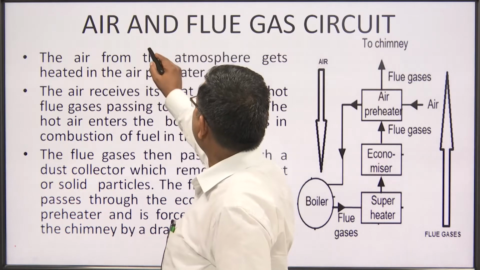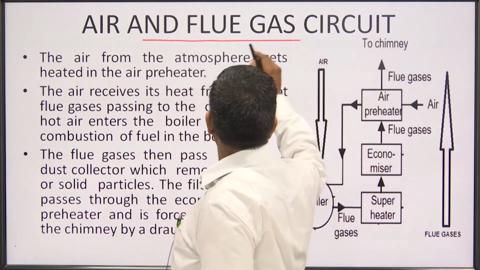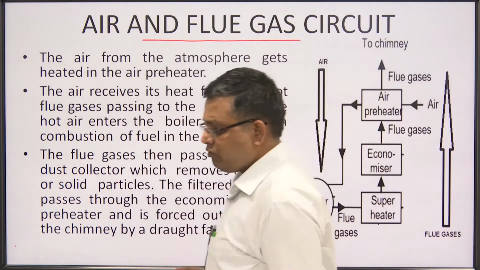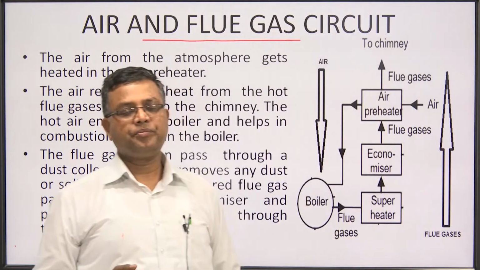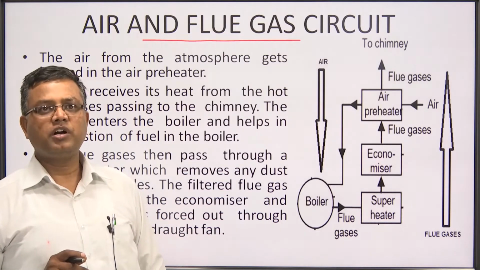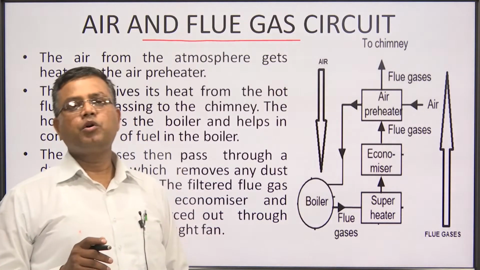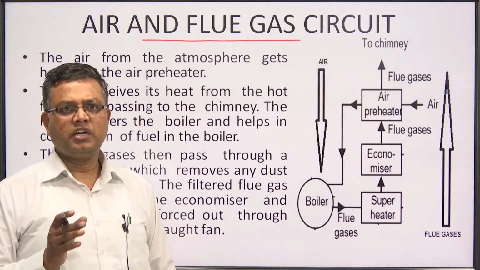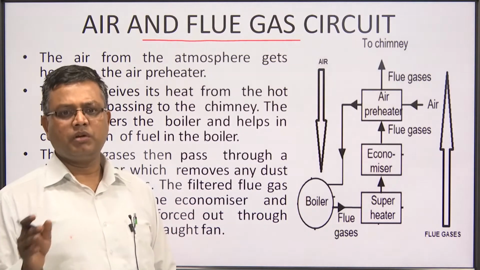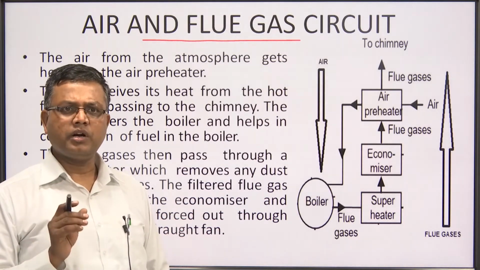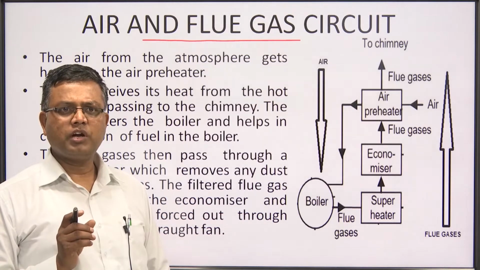The next circuit is the air and flue gas circuit. Dear friends, you can see the diagram. First of all, why do we need the air? All of you know that oxygen is required for burning. In the boiler, what we are doing is converting the energy available in the coal into the thermal energy of the water. Here coal is burned, but oxygen is required for burning of the coal.